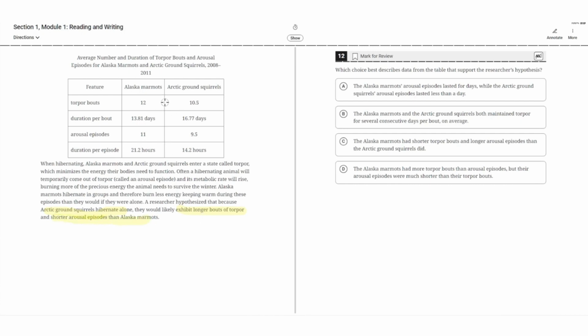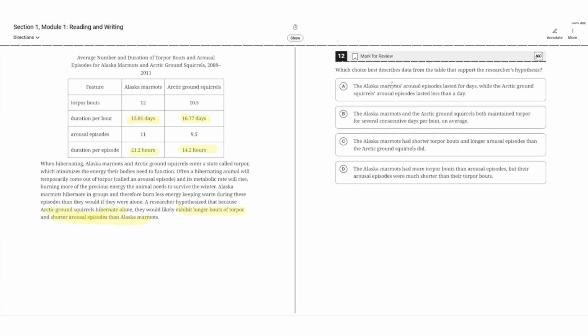So this table here shows Alaska marmots and Arctic ground squirrels, comparing their torpor bouts, duration per bout in days, arousal episodes, and duration per episode. And the claim here is that because the Arctic ground squirrel hibernates alone, they would have longer bouts of torpor, which would compare these values, and shorter arousal episodes than Alaska marmots, which would be comparing these values.